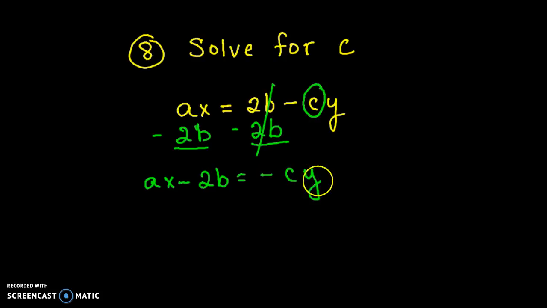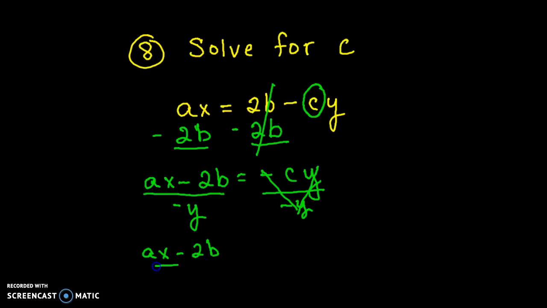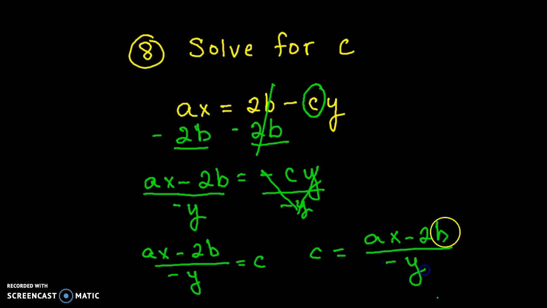Let's do that. If we divide by negative y, we'll do it in one step because we want to get rid of the negative too. So we're going to divide this side by negative y and this side by negative y. y divided by y is 1. Negative 1 divided by negative 1 is 1. So we got c by itself. So we can write this as ax minus 2b divided by y is equal to c. Or we can switch it around so that c is equal to ax minus 2b divided by negative y. And there's our answer.